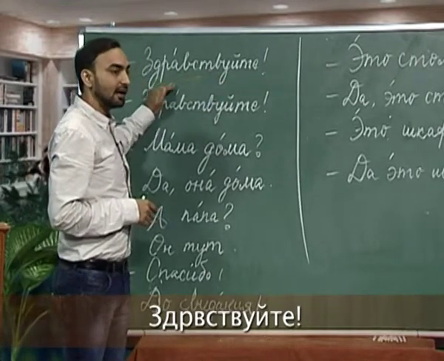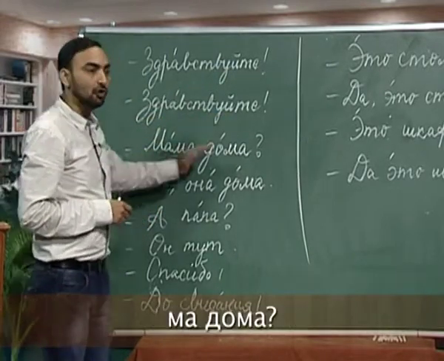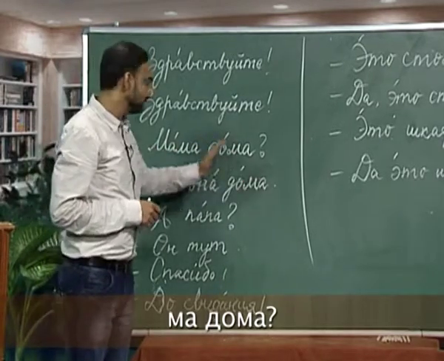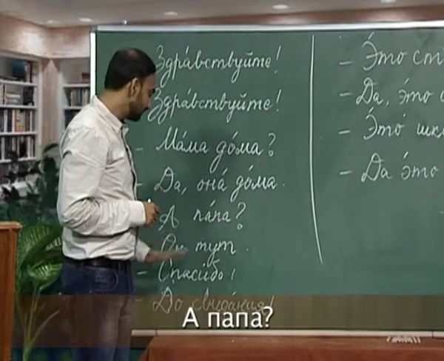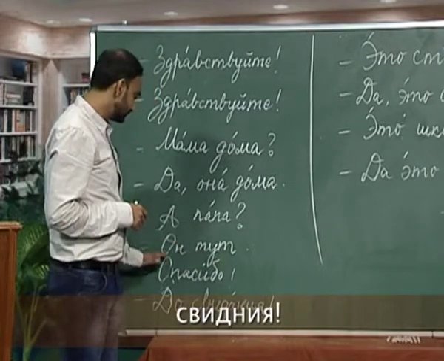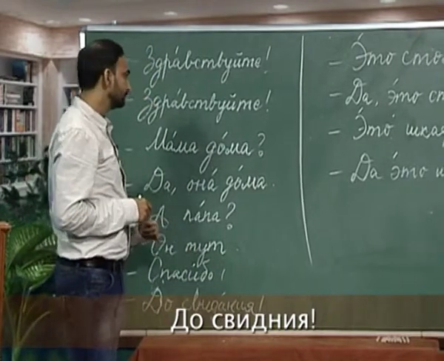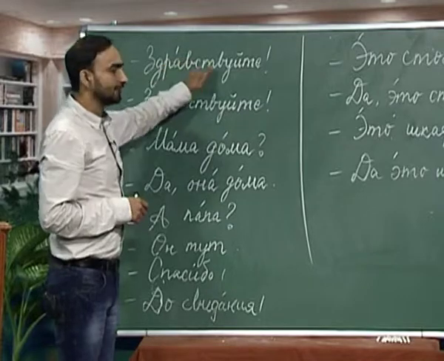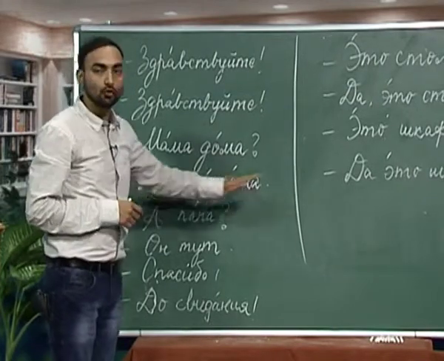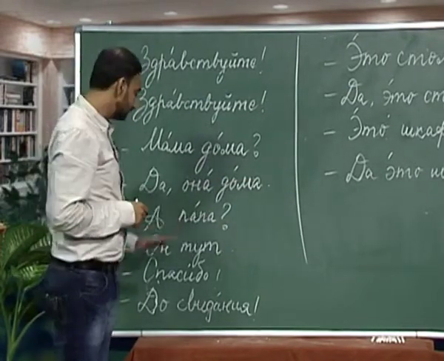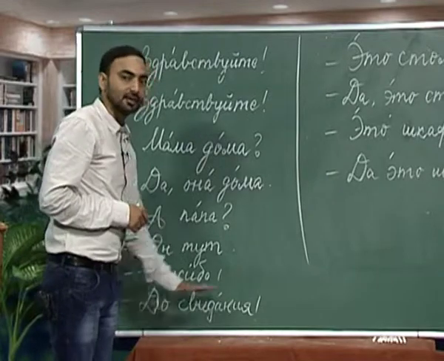Здравствуйте. Здравствуйте. Мама дома? Да, она дома. А папа? Он тут. Спасибо. До свидания. До свидания. I'll repeat it once again. Здравствуйте. Здравствуйте. Мама дома? Да, она дома. А папа? Он тут. Спасибо. До свидания. До свидания.